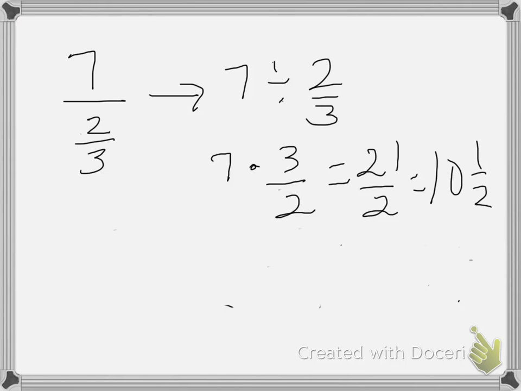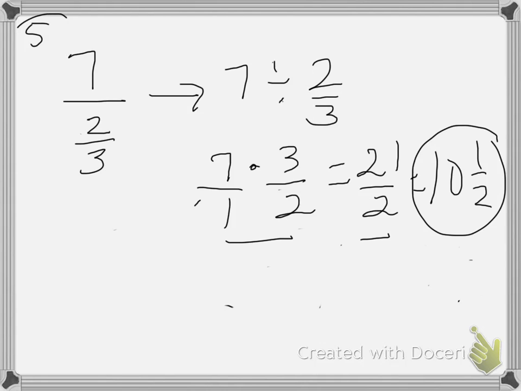Okay, this is the last one. I miscopied it. So that's 7 divided by 2/3. Then I have to multiply 7 times 3 over 2, multiplying straight across, that's 7 over 1, 3 times 7 is 21 over 2, and the final answer, this is for number 5, the final answer would be 10½.